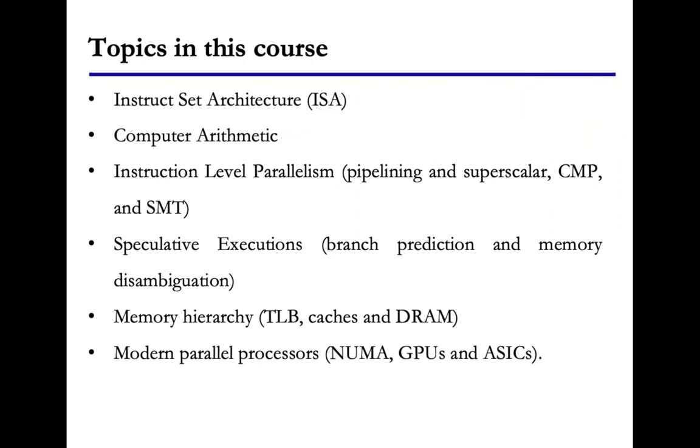Then we talk about instruction level parallelism, that is pipelining. Then we talk about speculative execution, that is branch prediction and memory disambiguation. Then we talk about the memory hierarchy. In memory hierarchy, we mainly focus on cache organization. And then at the end of the course, we discuss modern parallel processors.